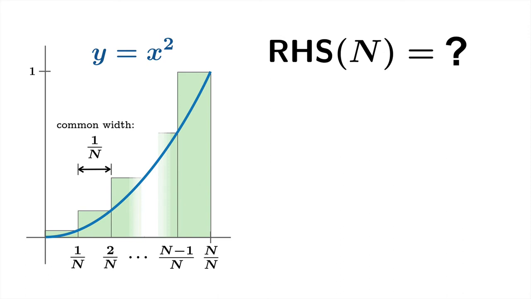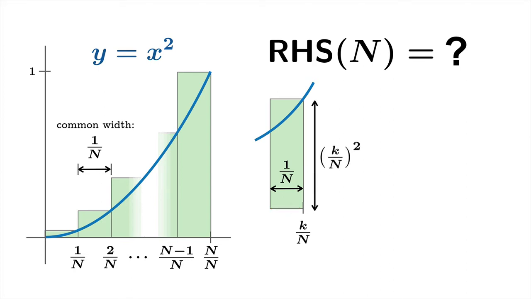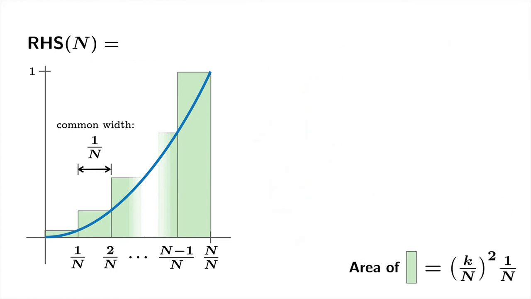Let's think about a generic box. So the width is 1 over n, and we're going to look to the right, and suppose that endpoint there is k over n at the right side. So this height would be k over n quantity squared, and then the area of that rectangle would be k over n quantity squared times 1 over n. So this is sort of the generic area, and we're just going to add a bunch of these together.